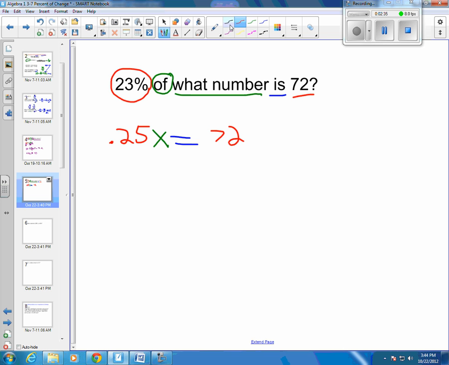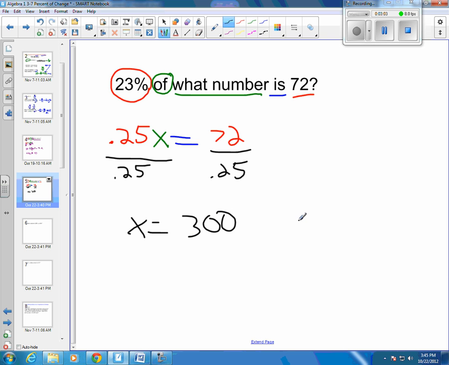So again, we're back to how do we get x by itself? Well, 0.23x means 0.23 times x. So to get rid of the 0.23, we will divide both sides by 0.23. Remember, fraction lines always mean divide. So x is equal to, well, what is 72 divided by 0.23? Let's put it into our calculator. Divided by 0.23, and you get 300. So x is equal to 300 here.